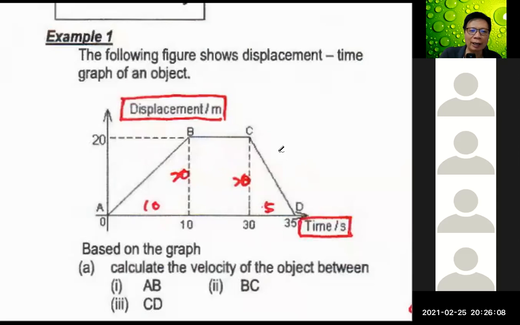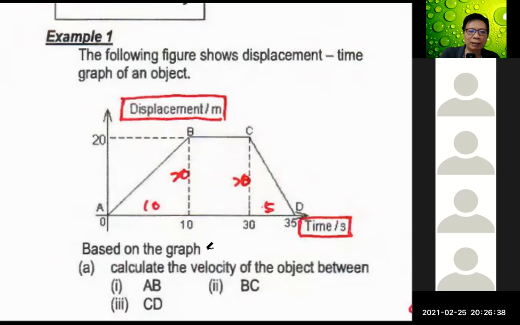Okay. And finally here, what happened? Here I see from 20 meters it becomes 10, then finally becomes 0. 0 means come back to the starting point, or moving in the opposite direction. You see, here moving away, resting, then after that, coming back. When coming back, it means moving in the opposite direction. Okay. All right.